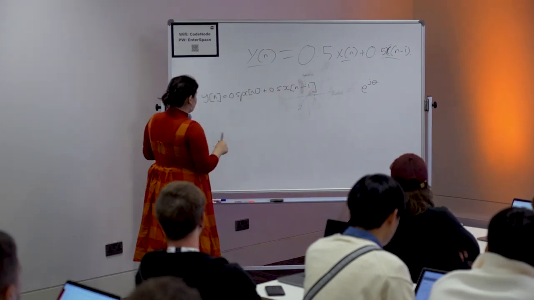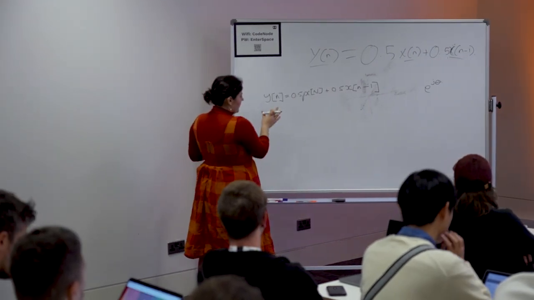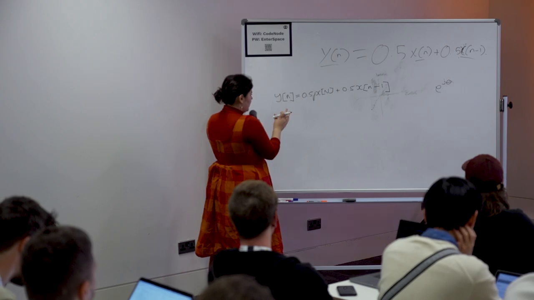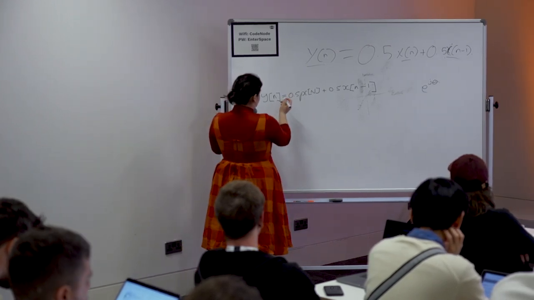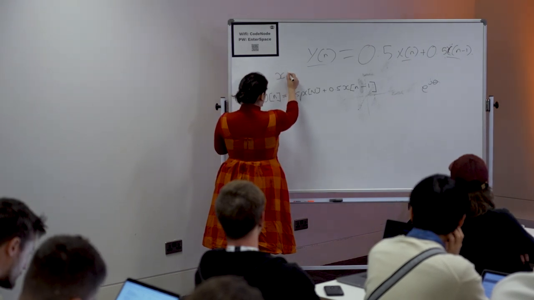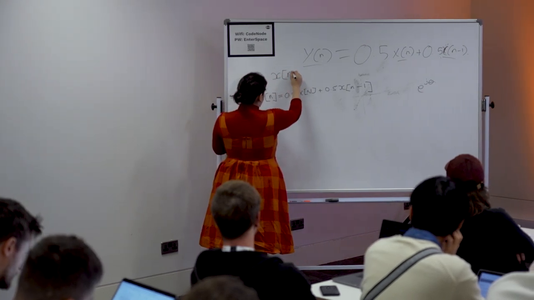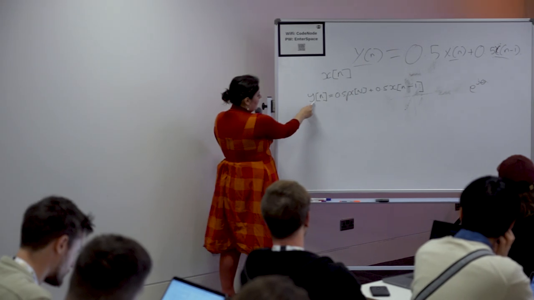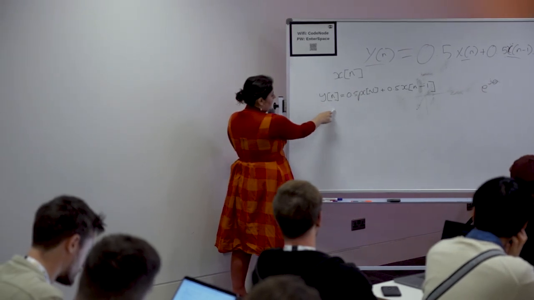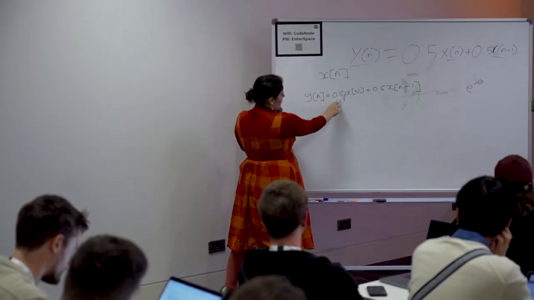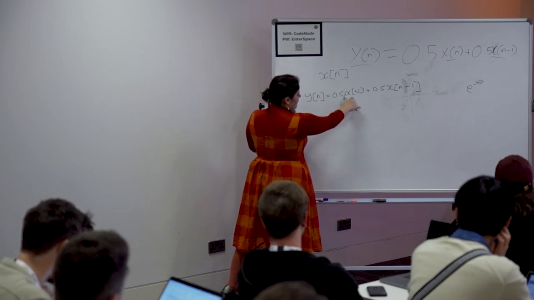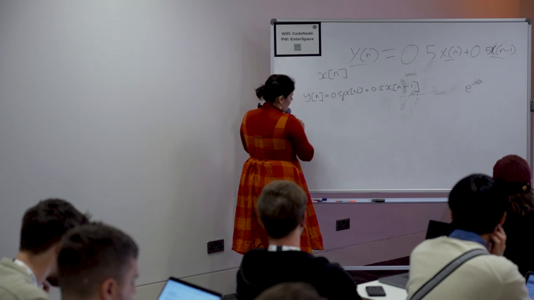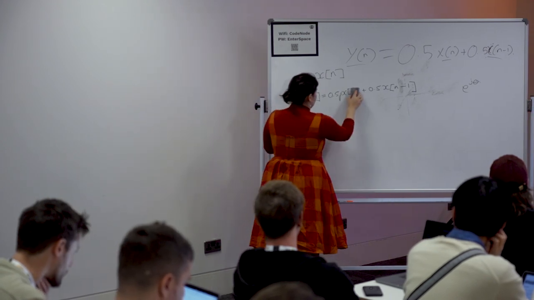So what you're going to do if you want to apply this filter to an input signal, let's say you have an input signal x of n, basically what this difference equation is telling you is that our output signal is 0.5 times whatever value we have at that n. Sorry, that should be lowercase n.